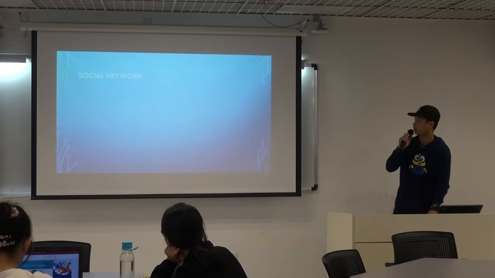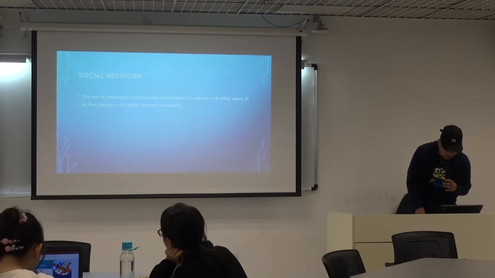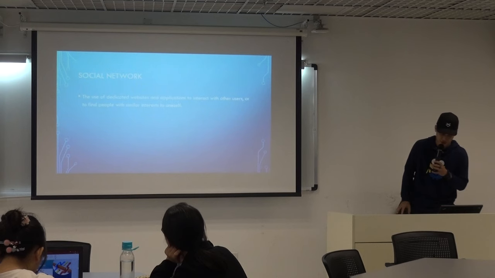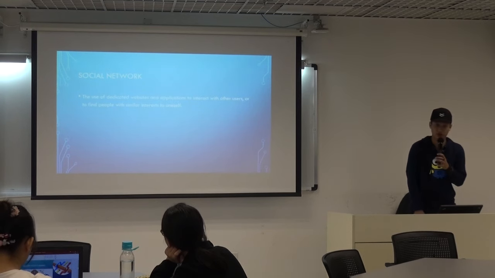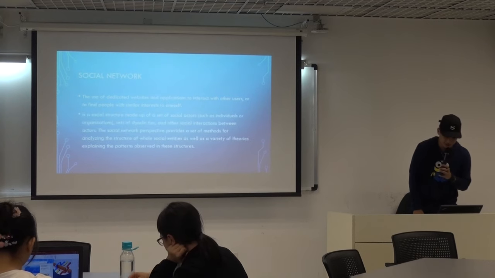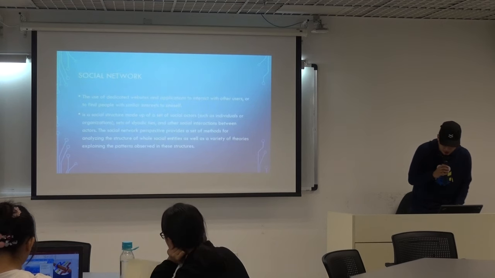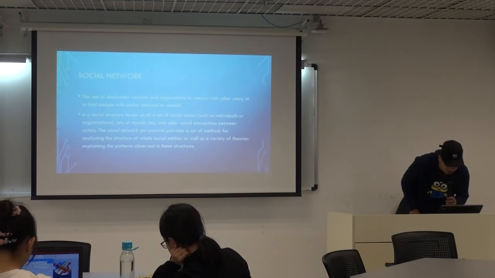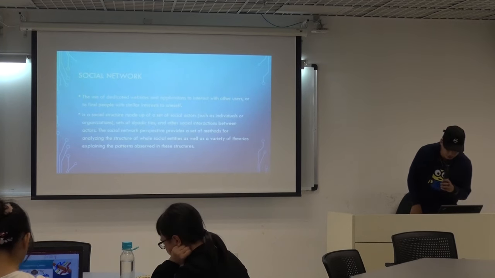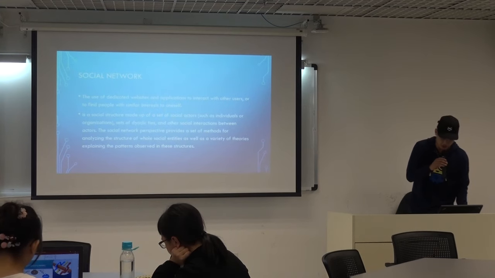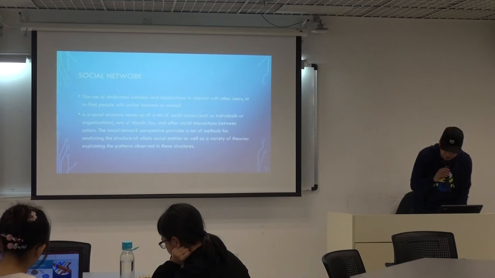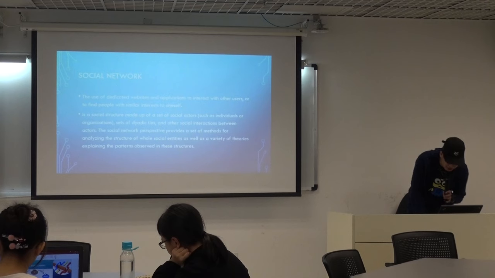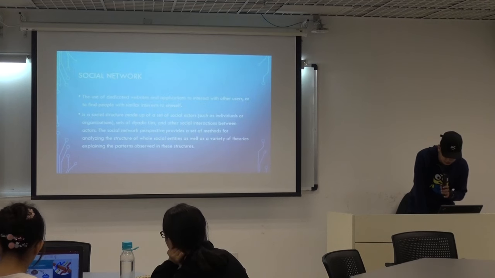So first I'm going to talk about social networks. A social network is the use of dedicated websites and applications to interact with other users or to find people with similar interests to oneself. It's a social structure made up of a set of social actors, such as individuals or organizations, a set of ties, and other social interactions between actors. The social network perspective provides a set of methods for analyzing the structures of whole social entities, as well as a variety of theories explaining the patterns observed in these structures.